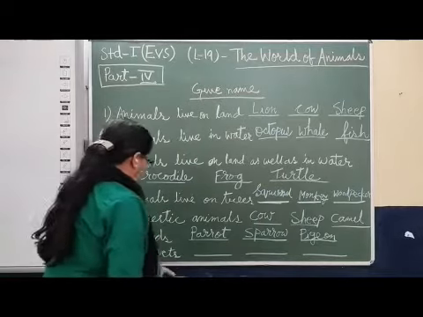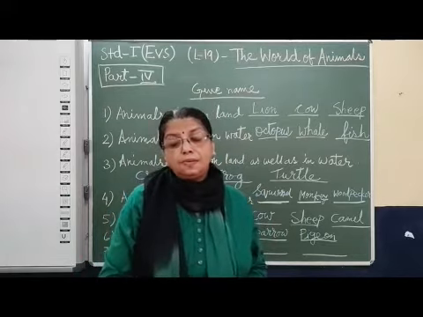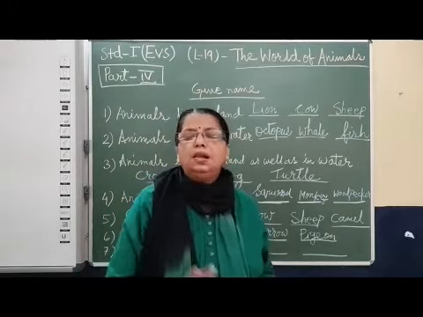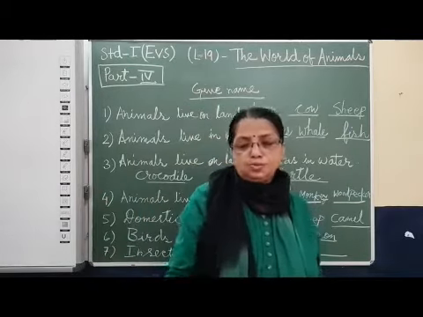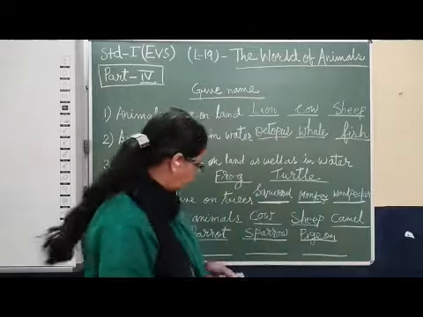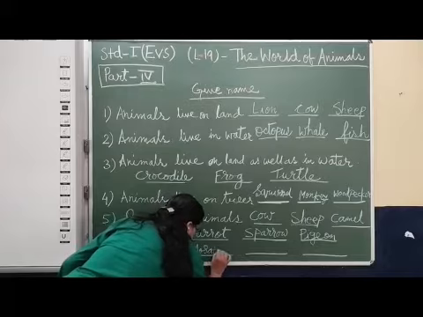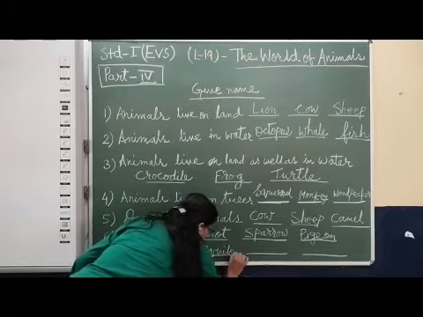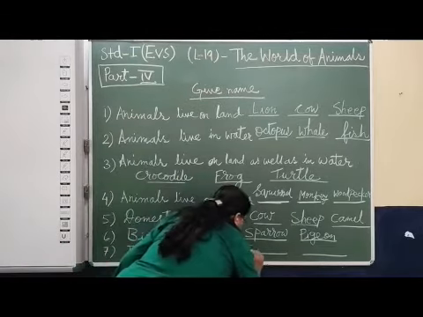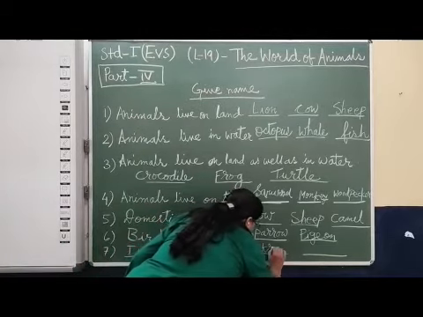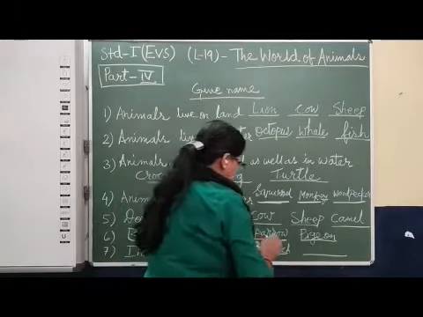Next one is insects. Insects means those having 6 legs or 8 legs. We have learned about insects. Many insects are there. Mosquito, cockroach, housefly, butterfly, any creeping thing. Okay? Mosquito, M-O-S-Q-U-I-T-O. Mosquito. Then cockroach, this spelling you have to learn, okay? Cockroach, C-O-C-K-R-O-A-C-H. Cockroach. Then write one more, butterfly.